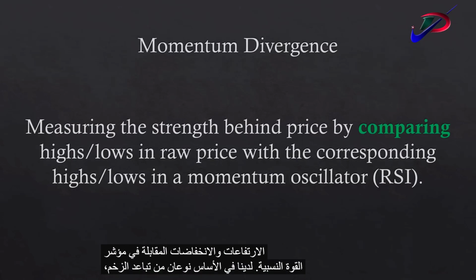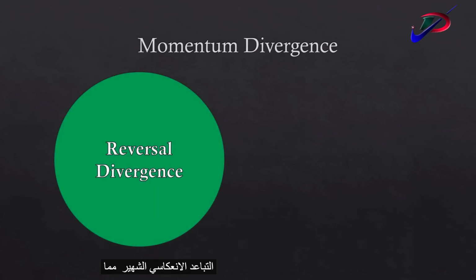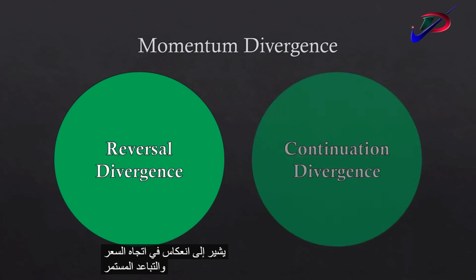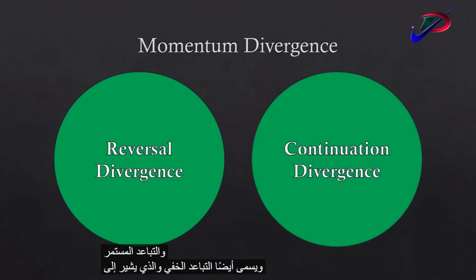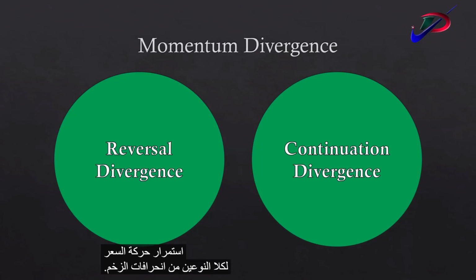We have basically two types of momentum divergence. The famous reversal divergence, which indicates a reversal in price direction, and the continuation divergence, also called hidden divergence, which indicates a continuation in price movement. For both types of momentum divergences, we have the bullish and the bearish versions.